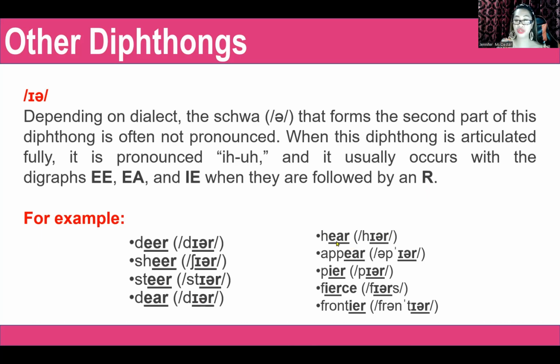Then we have the combination of the EA or the IE followed by R. So how is it pronounced? Here, appear, peer. So it's peer, not peer. Then we have fierce and frontier, not frontier. So there, still the E sound. Here, appear, peer, fierce, frontier.